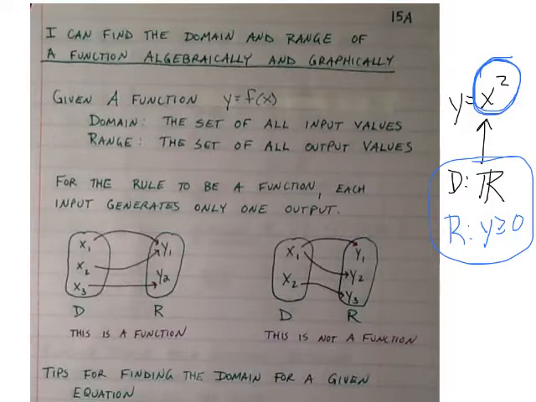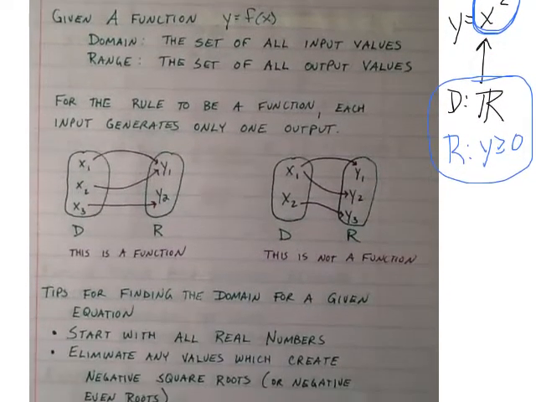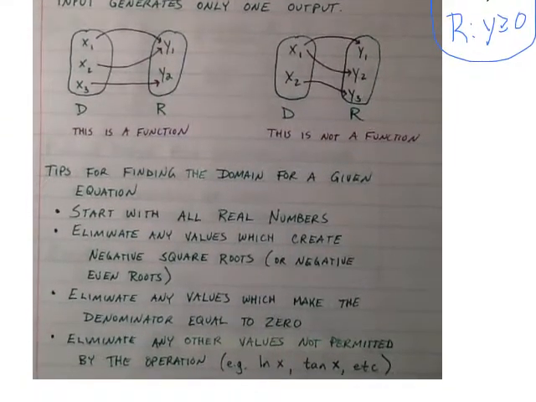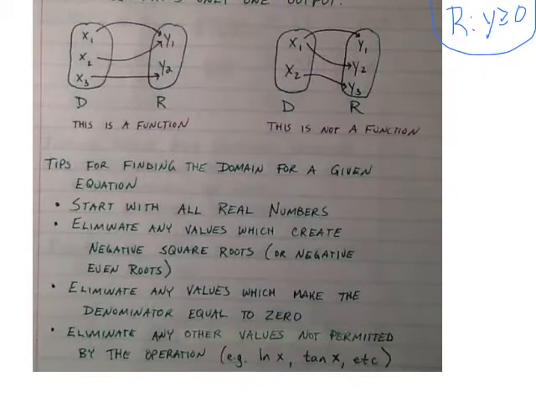The meat of this skill is in finding what the domain and range is, either algebraically or graphically, and for the skill test we'll need to be able to do both. So let's take a look at some tips for finding the domain for a given equation. Generally you can start with all real numbers, and then you want to start eliminating numbers that do not work.